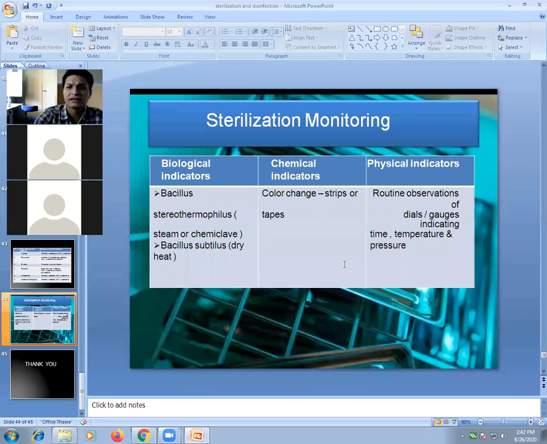Physical indicators are routine observations of dials and gauges indicating time, and maintaining the book which records the time, temperature, and pressure. These are the physical indicators. So these three indicators, physical, chemical, and biological, are useful for the monitoring of your sterilizing units.